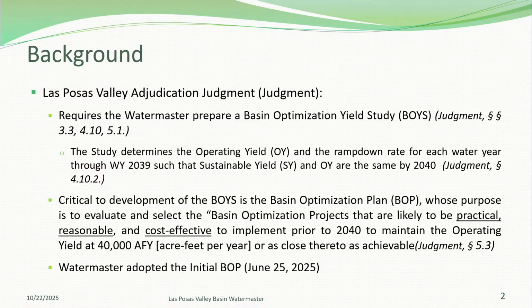Now, critical to the development of the basin optimization yield study is the basin optimization yield plan, whose purpose is to evaluate and select the basin optimization projects that are likely to be practical, reasonable, and cost-effective to implement prior to 2040 to maintain the operating yield at 40,000 acre-feet per year, or as close thereto as achievable. Your board adopted the initial basin optimization plan this year in June.